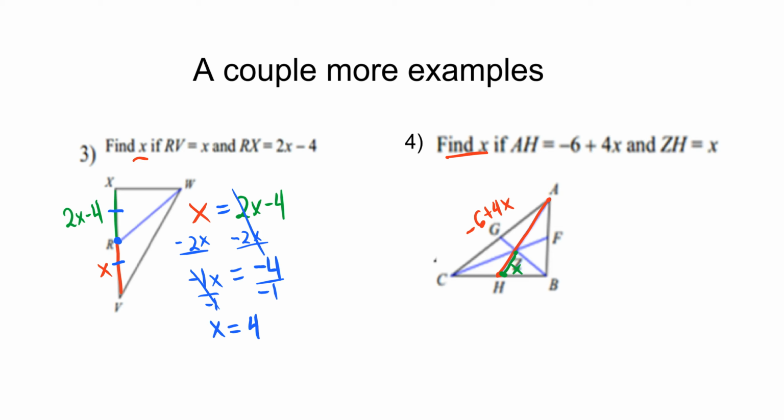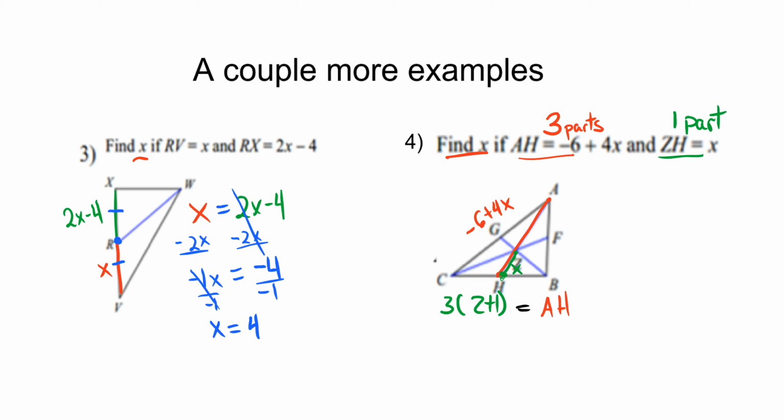So let's think about this. We said that a median is broken into 3 parts. If we're given the whole median, that means the whole median is 3 total parts. And then we're given that piece that is from the centroid to the midpoint, and that piece we know is 1 part. So that means we're going to need 3 ZHs to make 1 AH.